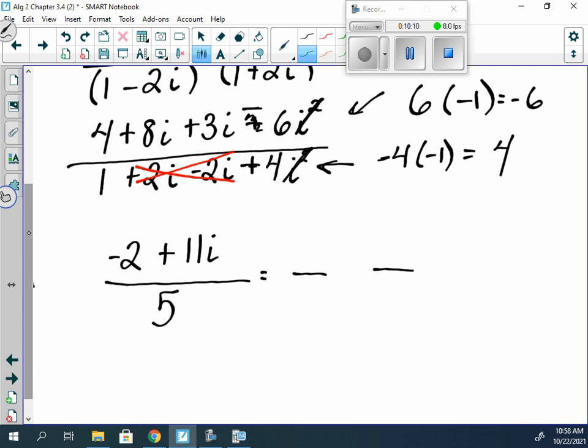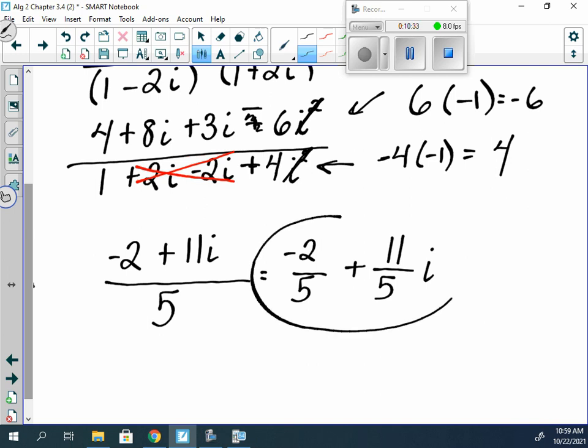We can do this when we have two things added together on top. We can split them apart, added or subtracted, from each other. Now the denominators would both be 5. What would be our first numerator? Negative 2. And the other one would be 11i. And that'd be our answer.